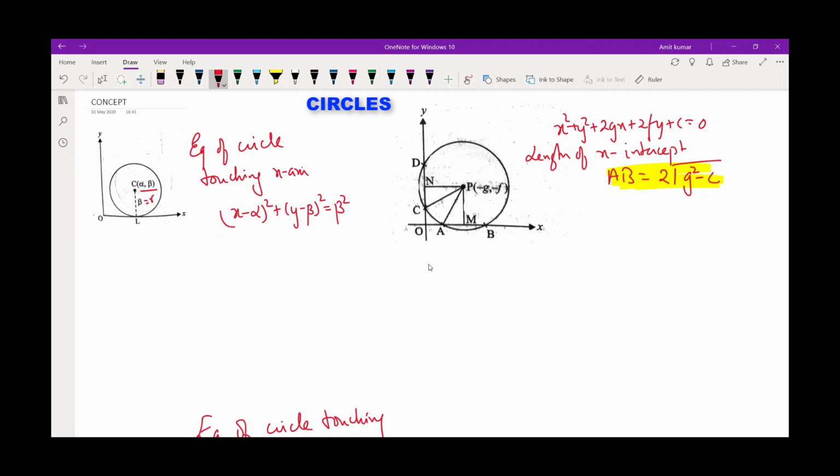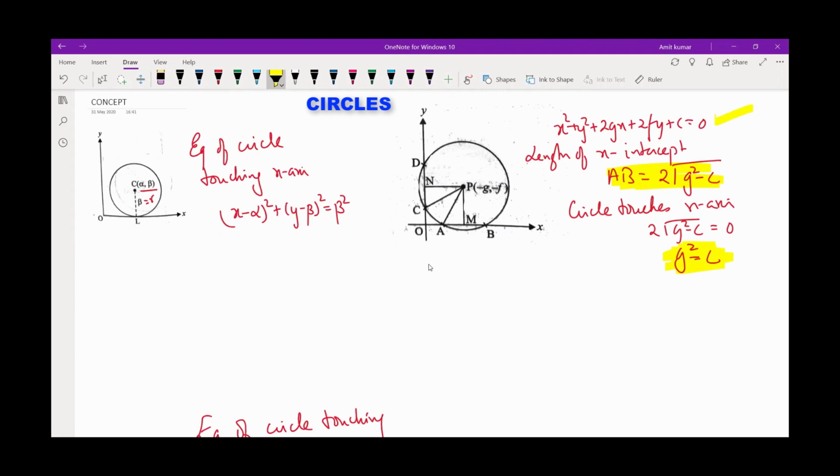Therefore, from this general equation, if you have to find the condition when the circle touches the x-axis, the condition here is that this intercept becomes 0. When I equate the x-intercept equal to 0, my condition turns out to be g square is equal to c. So from the equation you can directly conclude that if g square is equal to c in that particular equation, then that circle is touching the x-axis.